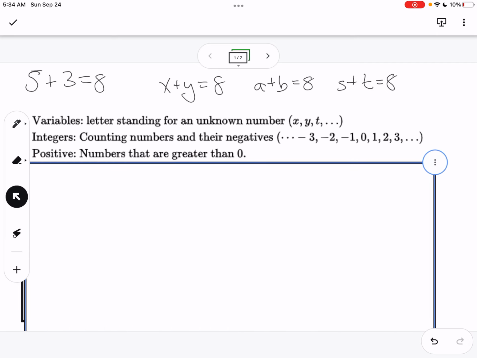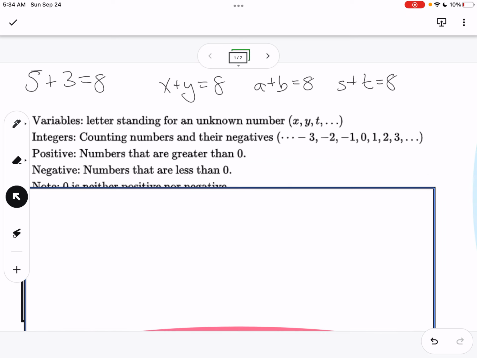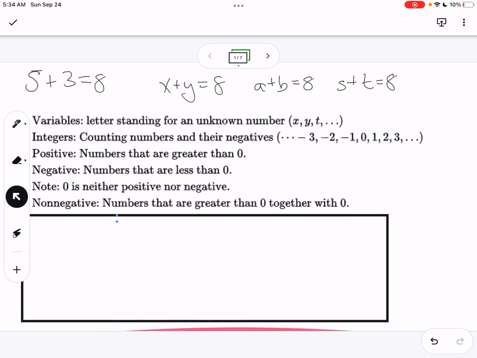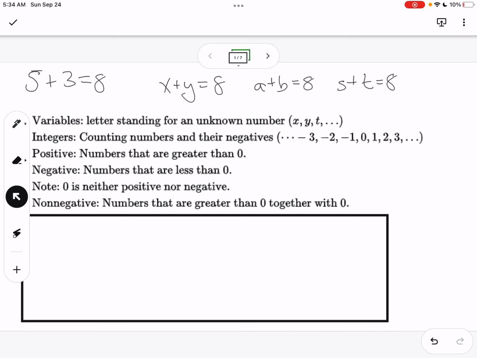Next, positive numbers. Positive numbers are just numbers that are greater than 0. Negative numbers are numbers that are less than 0. 0 itself is neither positive nor negative. Now, sometimes we will want numbers that are positive and equal to 0. So we will call these non-negative numbers: numbers that are positive, greater than 0, together with 0. So these are all numbers greater than or equal to 0.